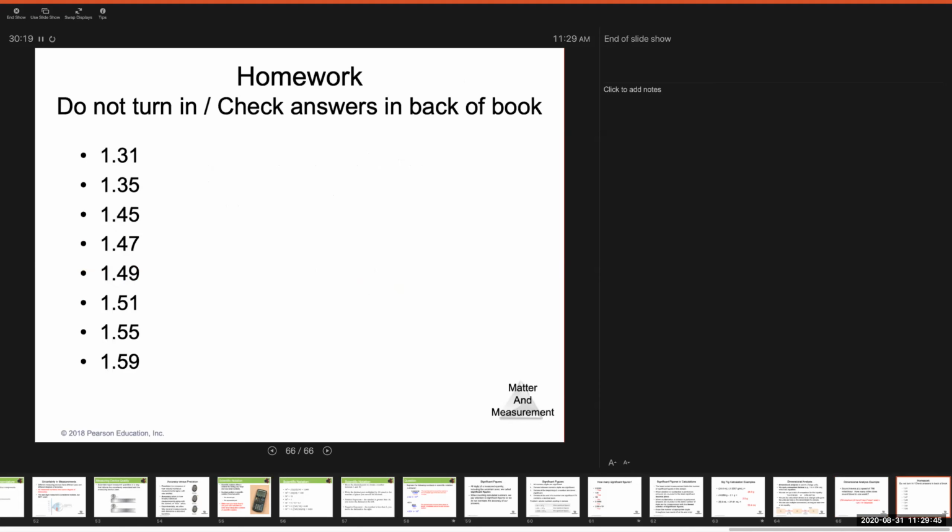All right, here are some additional homework problems that you can work on. The type of stuff you'll do here would be the type of stuff you would expect to see on the quiz or the exam. So that wraps up chapter 1.